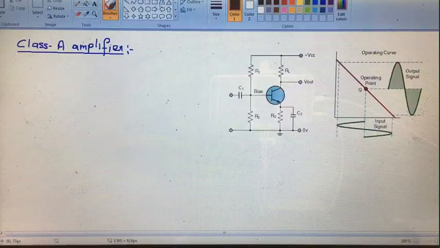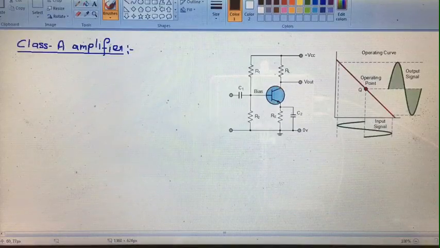Today we will discuss the class A amplifier. In our previous lecture we discussed what an amplifier is and the classification of amplifiers on the basis of different kinds. We also discussed the classification of amplifiers made with transistors: class A amplifier, class B amplifier, class AB amplifier and class C amplifier.